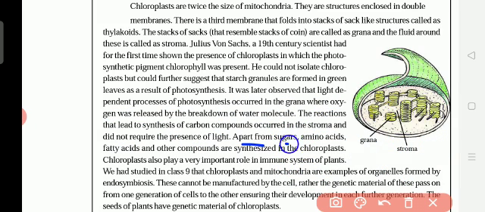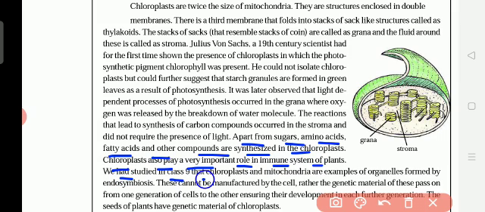Okay, so apart from sugars, amino acids, fatty acids and other compounds are synthesized in the chloroplast. So in the chloroplast, only sugar, amino acids, fatty acids and other compounds are synthesized, means prepared. Chloroplast also plays a very important role in the immune system of plants. Immune system means resisting power, good for health.